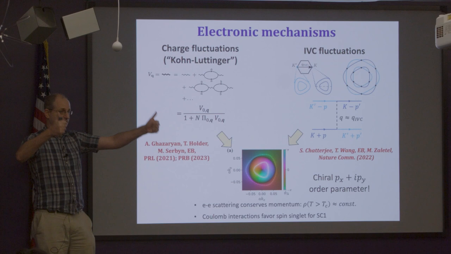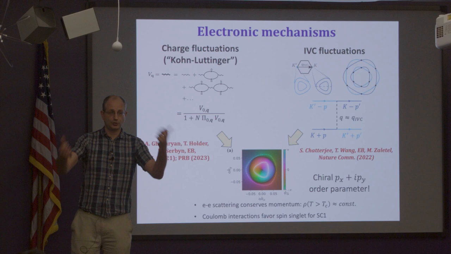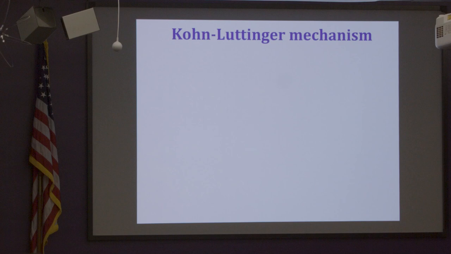It turns out that the Coulomb interactions actually favor spin singlet when they can. If the normal state is not spin polarized, the superconducting state would actually be spin singlet and not spin triplet. That's sort of counterintuitive, but I'll try to show you why. All right, so let me go a little bit into the Kohn-Luttinger mechanism. You heard a little bit about it.